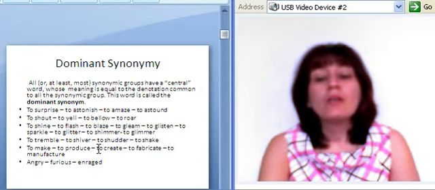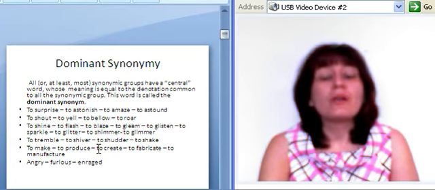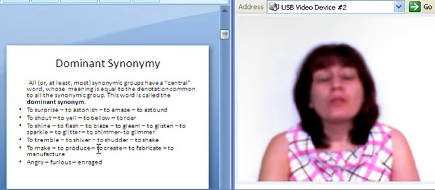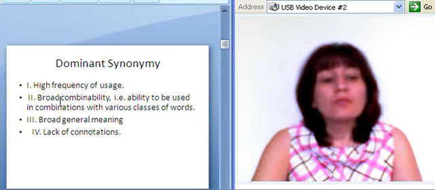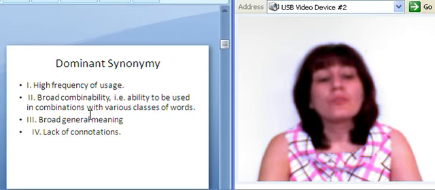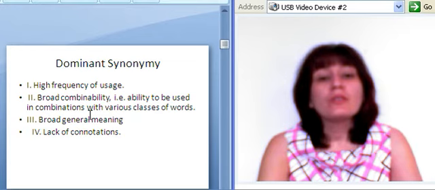The dominant synonyms in this group are to surprise, to shout, to shine, to tremble, to make, angry, fear. Why are they called dominant synonyms? Because their characteristic feature is high frequency of usage, broad combinability, in other words, the ability to be used in combinations with various classes of words, broad general meaning, and lack of connotations.